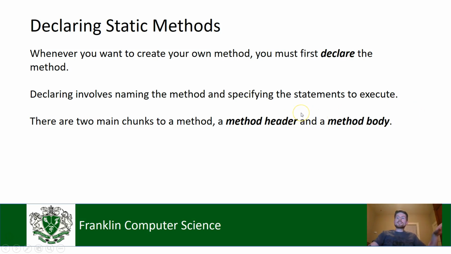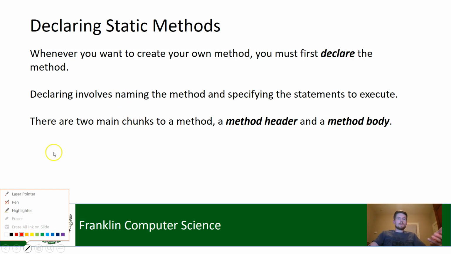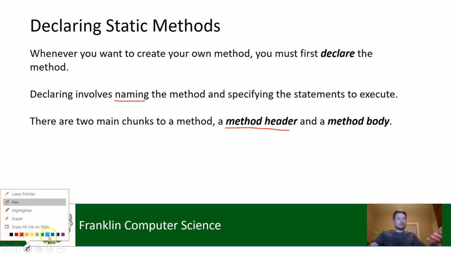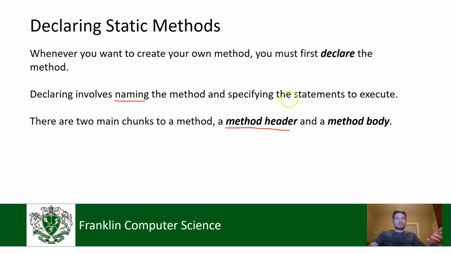And there's two main chunks to what a method looks like. You've got a method header, which contains the name, and you've got the method body, which contains the statements. So name is with our header. Let's get red. We have name, which is with the method header, and then let's get blue, and then we have statements, which is with the method body.